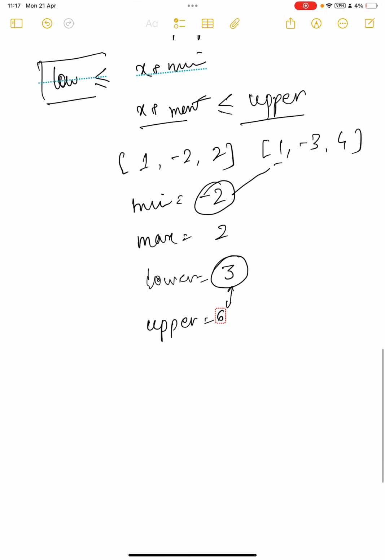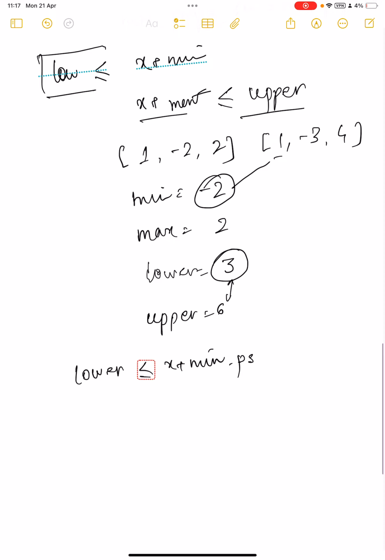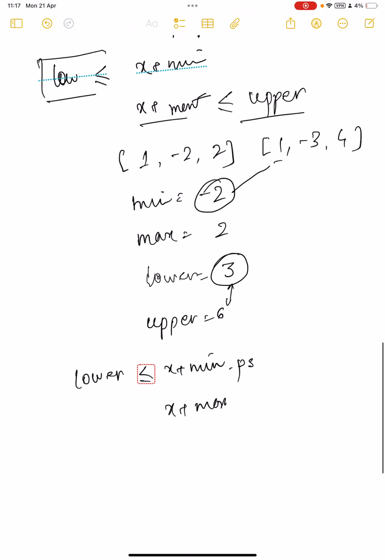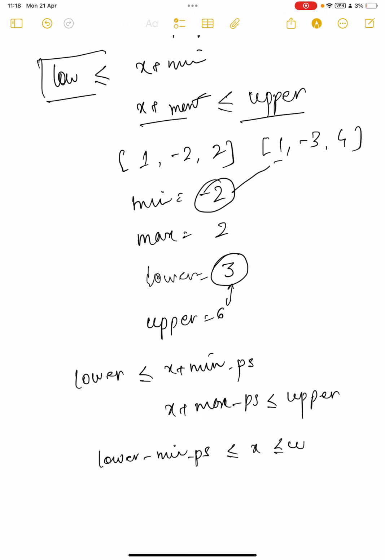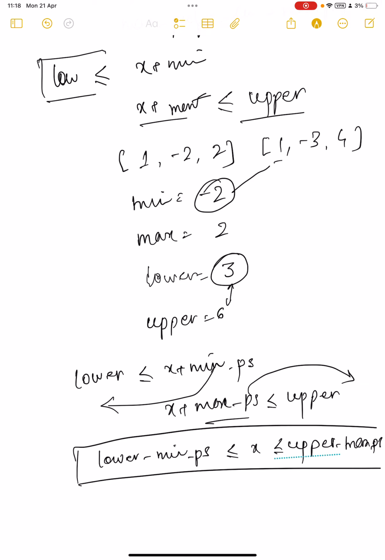So now we can rearrange this formula. So I have lower less than or equals to x plus minimum of prefix sum, and I have x plus max of prefix sum, and this has to be less than or equals to upper. So I can say lower minus minimum of prefix sum has to be less than or equals to x, and because I'm transferring this to here and this to here, this has to be less than or equals to upper minus max of prefix sum. This becomes my new formula.